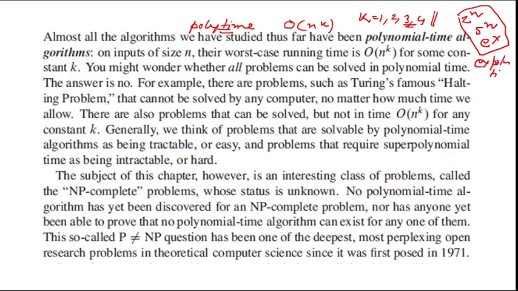So the difference is clear. Once it is exponential, it means more time, and if it is polynomial, it means less time, in the sense that you will be able to see the output very quickly.